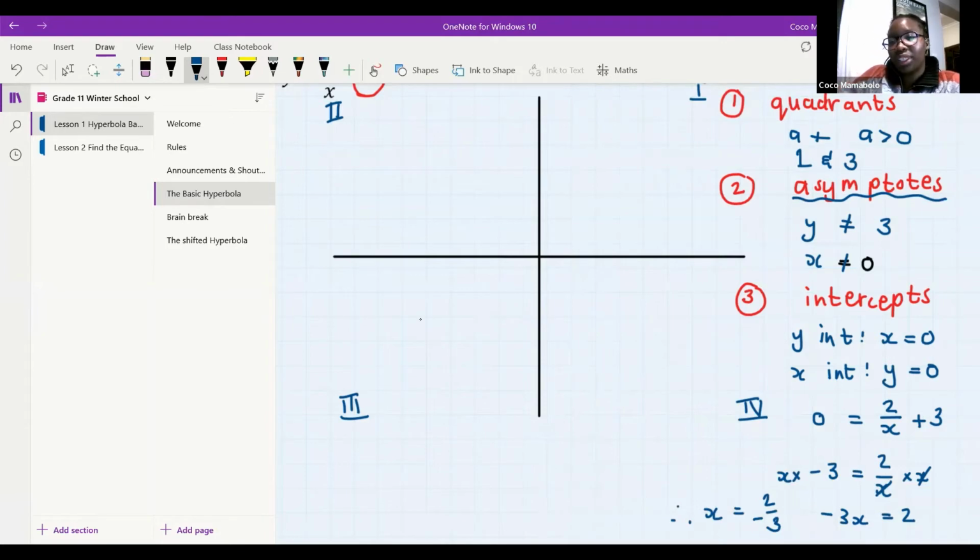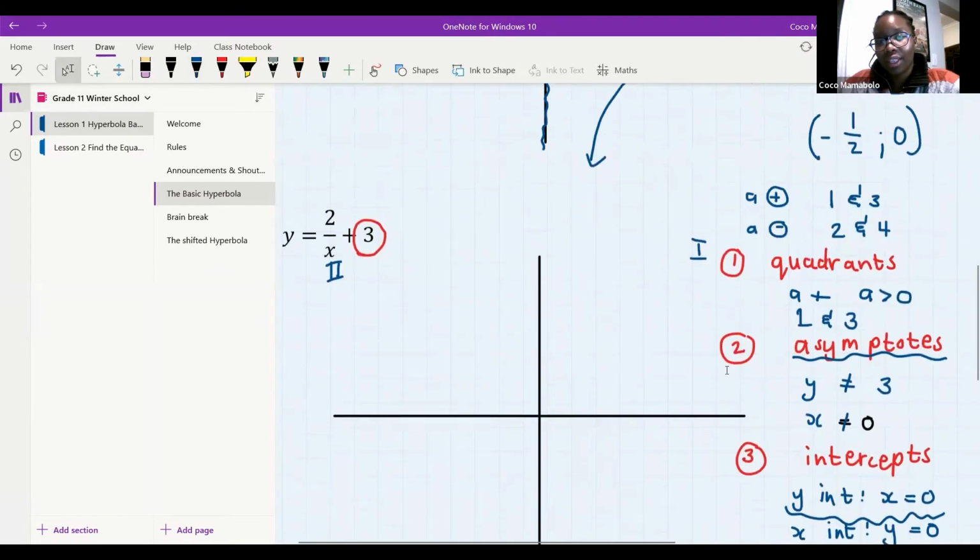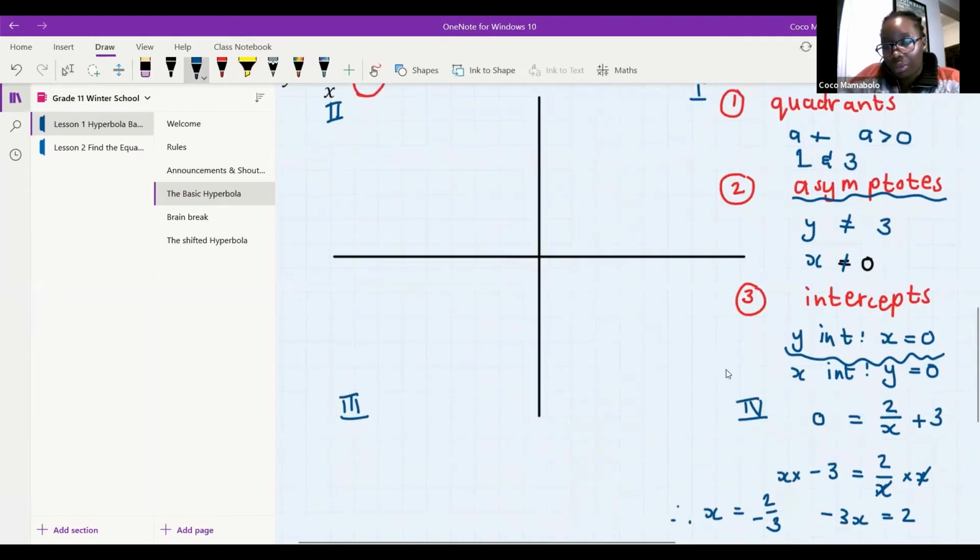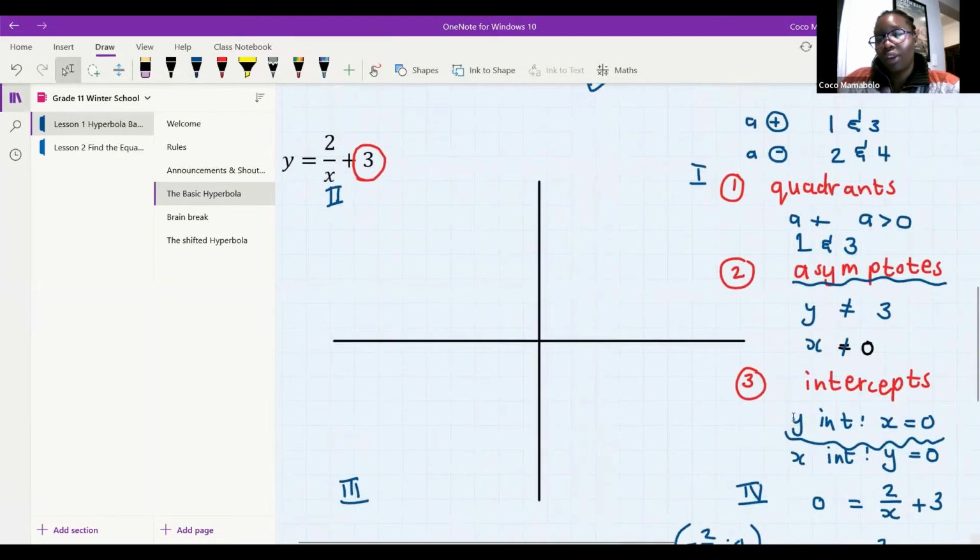The only reason I put little marks through them is because I just wanted to remind you guys that x technically can't be equal to 0. Okay, so now if we have to draw this. Just a quick reminder, this is actually a coordinate on the Cartesian plane. It's -2/3 and 0.